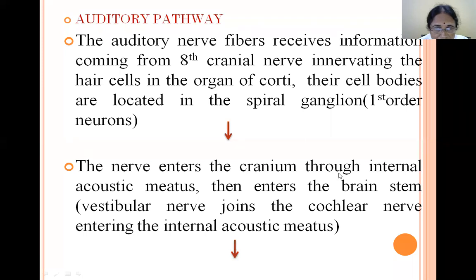It enters into the brainstem. Here it joins with the vestibular nerve. The cochlear nerve joins with the vestibular nerve while entering the internal acoustic meatus. The cochlear nerve has come singly from the hair cells and formed the cochlear division of the eighth cranial nerve. The cell bodies are located in the spiral ganglion. It has to enter the cranium, therefore it enters through the internal acoustic meatus. While entering, it is joined with the vestibular nerve and forms the vestibulocochlear nerve.